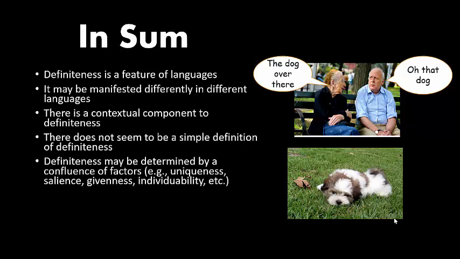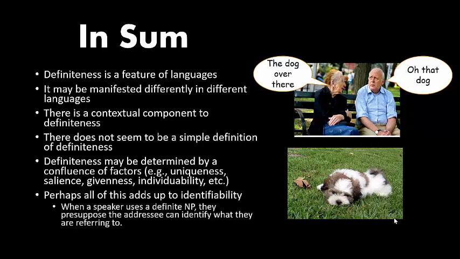Definiteness may be determined by a confluence of factors. So, for example, I listed some elements that may come into play, like uniqueness, salience, givenness, individuability. And then finally, perhaps all of this adds up to identifiability. That perhaps when a speaker uses a definite noun phrase, they presuppose that the addressee can identify what they are referring to. And if they can't, then that's a failure in communication.